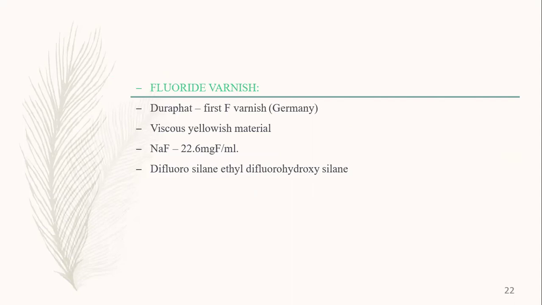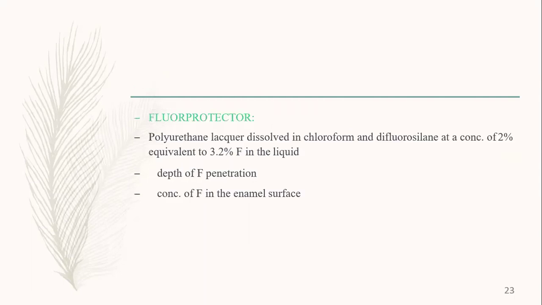Next is the fluoride varnish. Duraphat was the first varnish, formed in Germany. It is a viscous yellowish material with a sodium fluoride concentration of 22.6 milligram of fluoride per ml. Difluorosilane, ethyl difluorohydroxysilane, is the agent being used.